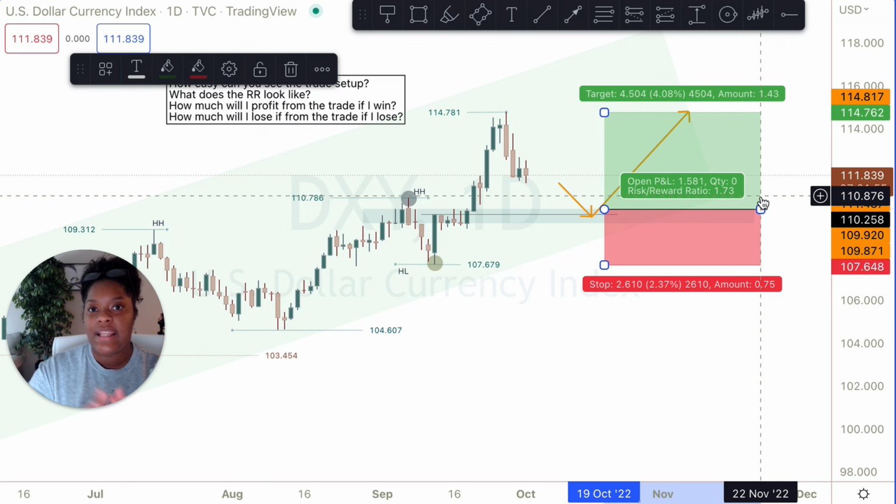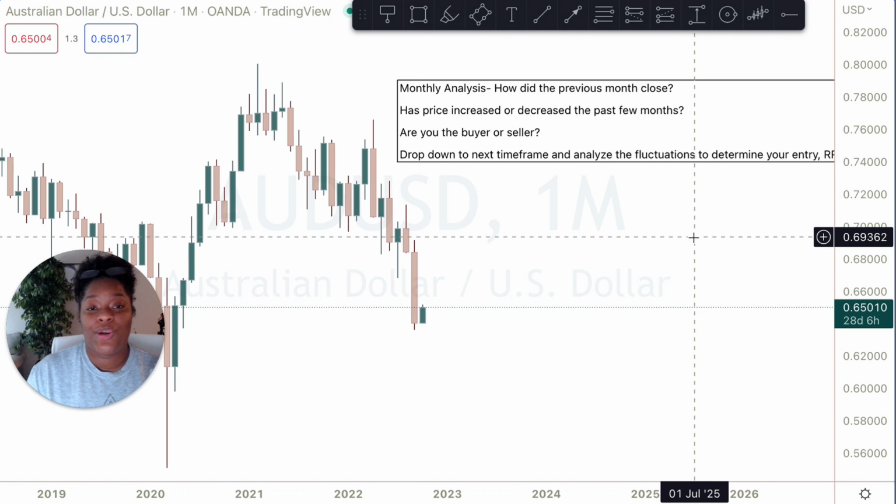But how does that relate to what I actually trade? So now I'm going to step over to AUDUSD, the Australian dollar, United States dollar. I'm just going to go ahead and follow the same process that I just did on the dollar index. So when it comes to analyzing a currency pair, you still want to use the same flow. You don't want to change it at all.